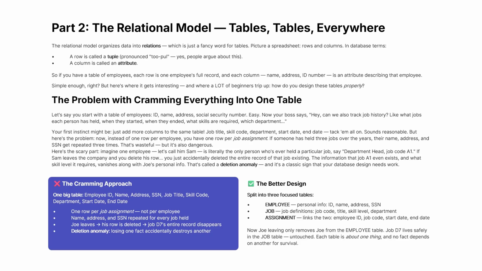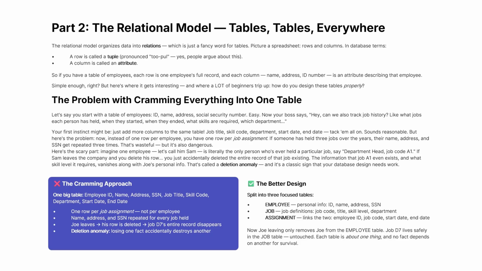So if you have a table of employees, each row is one employee's full record, and each column, name, address, ID number, is an attribute describing that employee. Simple enough, right? But here's where it gets interesting, and where a lot of beginners trip up. How do you design these tables properly? The problem with cramming everything into one table. Let's say you start with a table of employees.